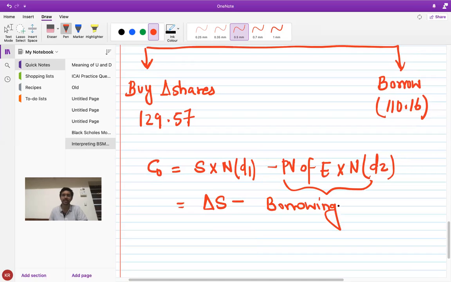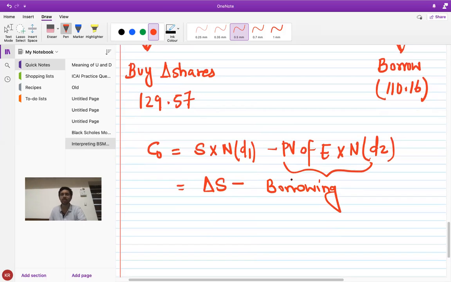So what we are doing under Black-Scholes is exactly the same as what we were doing under the replicating portfolio in a single period binomial, where we said the cost of a call option can be broken down into two: the cost of buying delta shares and offset by some borrowing. A call option can be replicated by buying delta shares financed by some borrowing. It is leveraged stock buying, right? So you buy certain shares and you finance it with borrowing. The same thing Black-Scholes is saying. S into N(d1) refers to buying delta shares, less present value of exercise price into N(d2), which is nothing but borrowing.